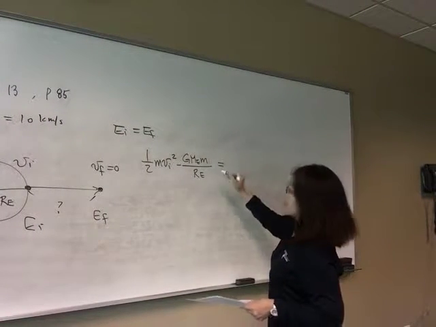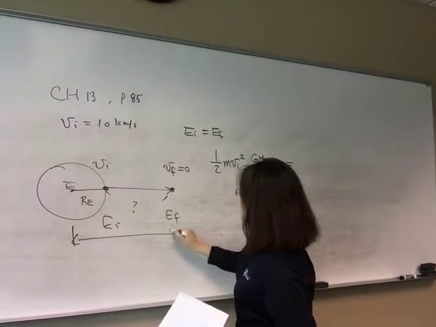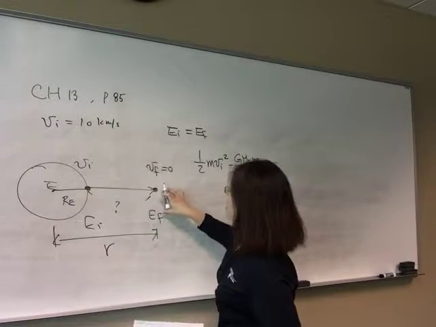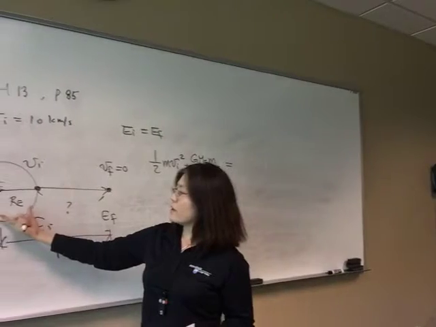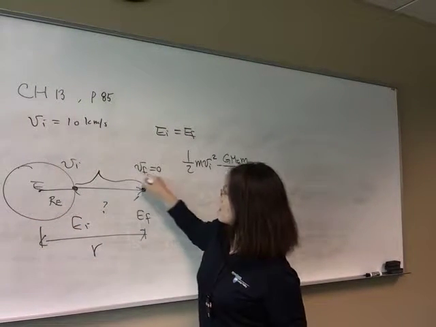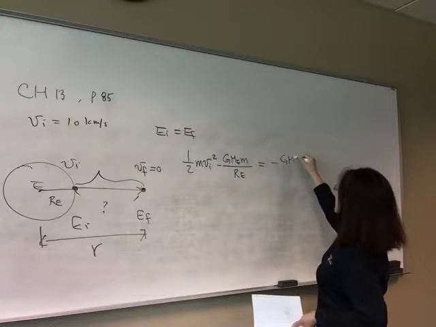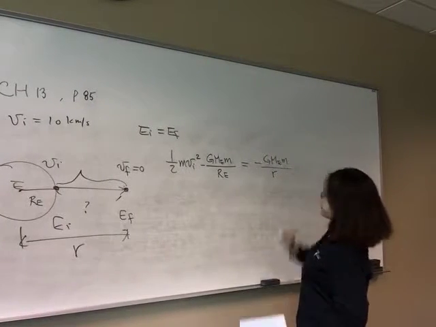After it has gone to a certain point, then this is your R. Let's just call that R, an unknown, from the center of the Earth to where it is. And after we find our R, we subtract one radius of the Earth from this. That gives us this distance, which you're asked to find. Okay? So this becomes negative G M, and then over your R.